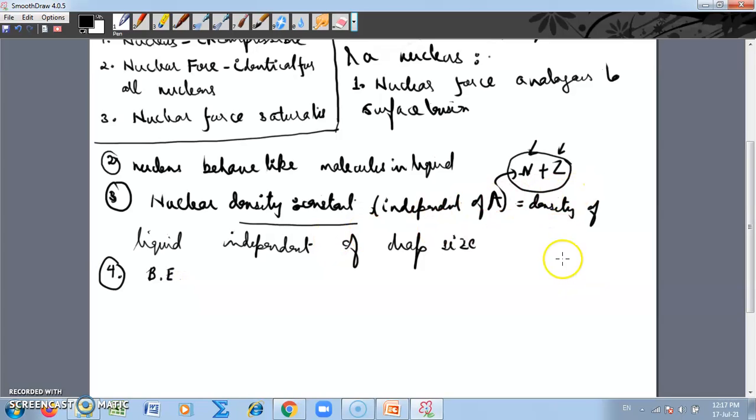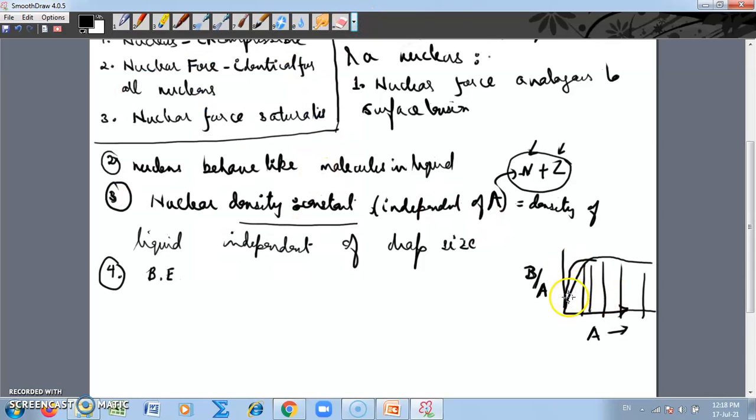Do you remember we had a graph like this corresponding to A? B is the binding energy per nucleon, A is the number of nucleons. So we had a graph like this. We find that for most of the part it is almost constant. Only for a very small part, actually this should be even steeper, it should come like this.